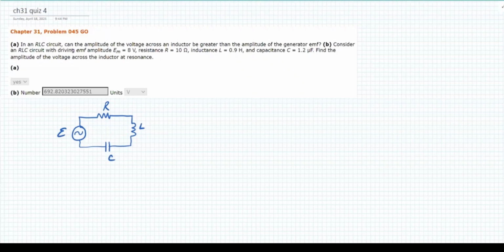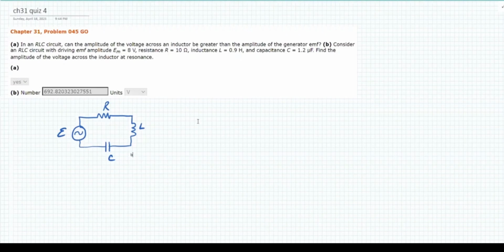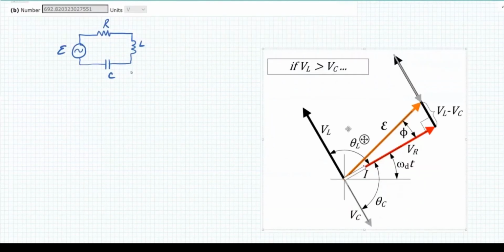In an RLC circuit, can the amplitude of the voltage across an inductor be greater than the amplitude of the generator EMF? The answer is yes, but let's talk about that. Let's go back to this visual here. Let me take a snip of this and bring it into our quiz. Referring to this phasor diagram.